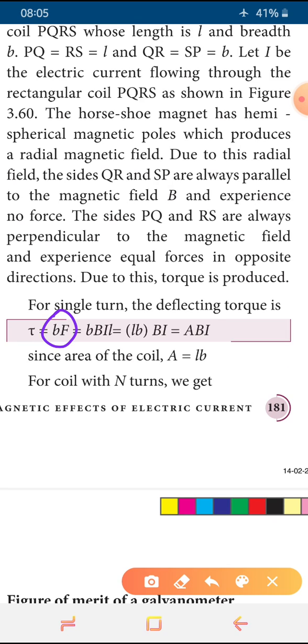I hope you are well versed in this. Then the force, we know what formula we can substitute: BIL, which we discussed previously. So B into BIL, where small b and small l are separate. So L into B, length into breadth of the rectangle, will become the area of the rectangle. Then the equation of torque will become ABI. This is for a single turn.